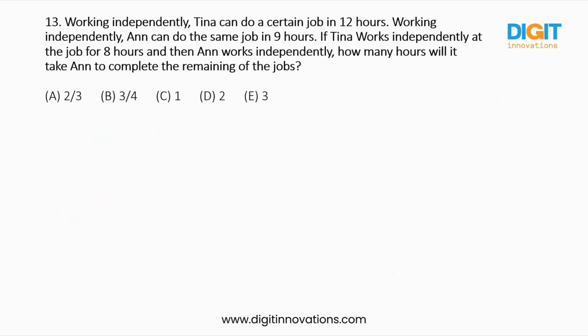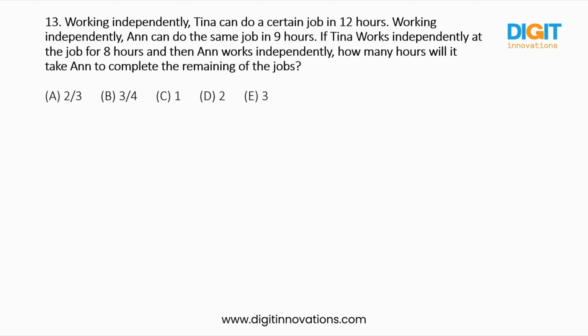So next one. Working independently, Tina can do a certain job in 12 hours. Working independently, Anna can do the same job in 9 hours. If Tina works independently on the job for 8 hours, and then Anna works independently, how many hours will it take Anna to complete the remaining part of the job? So the meaning of the question is, there is a particular work, and Tina can do it in 12 hours. That means full work she can do in 12 hours. But Anna can do the same work in 9 hours.